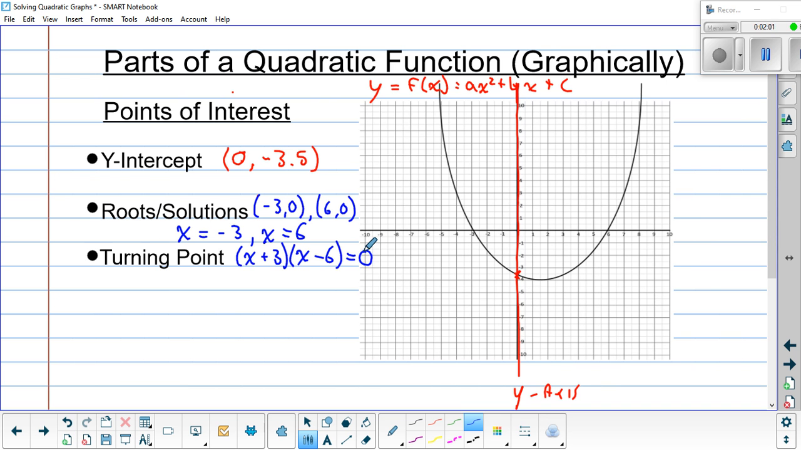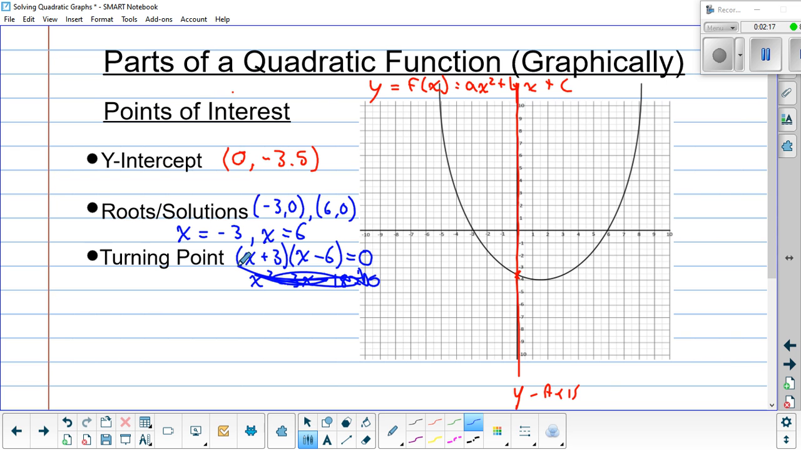Knowing that would actually help us get the equation of our line, because we know that it's x squared minus 3x minus 18 is equal to 0. So that's because that tells us where our roots are. But yeah, we're not doing it by equations.